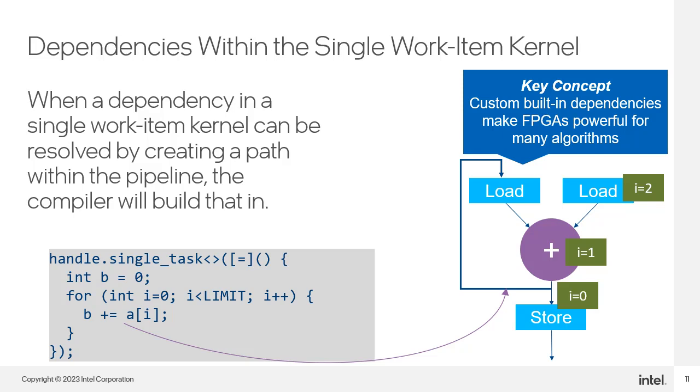FPGAs are very good with carry loop dependencies. More complicated carry loop dependencies are found in genomics and compression. The compiler just puts in a feedback loop rather than pulling previous data from the DDR.